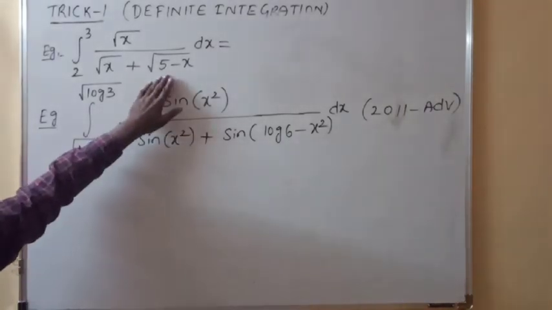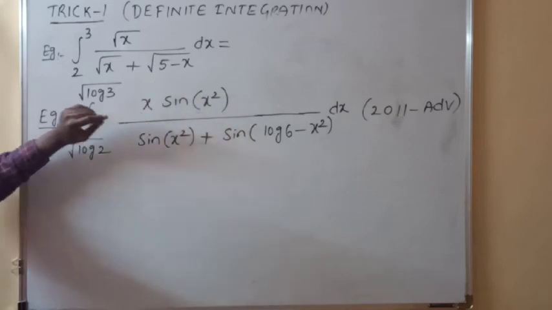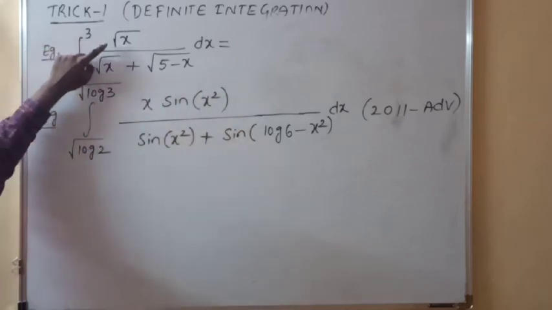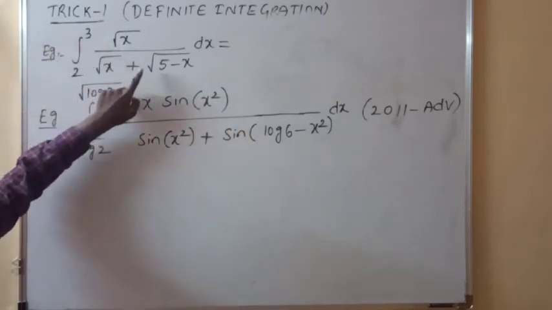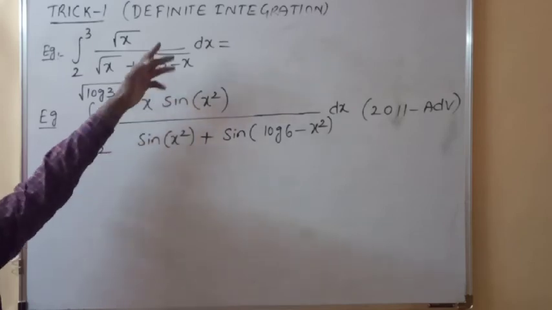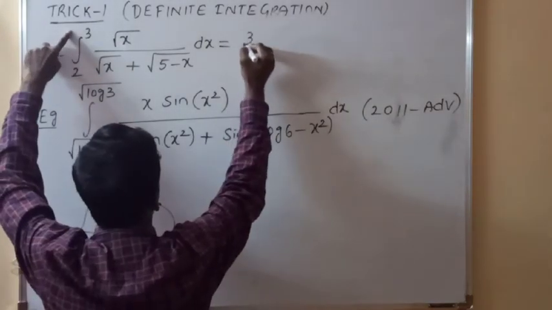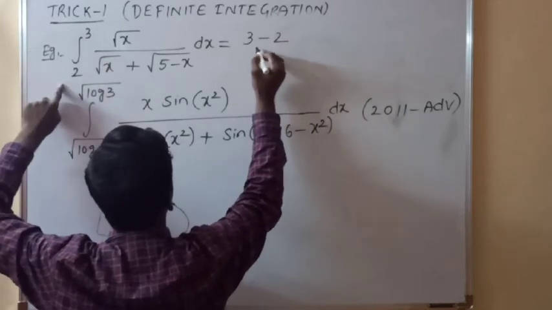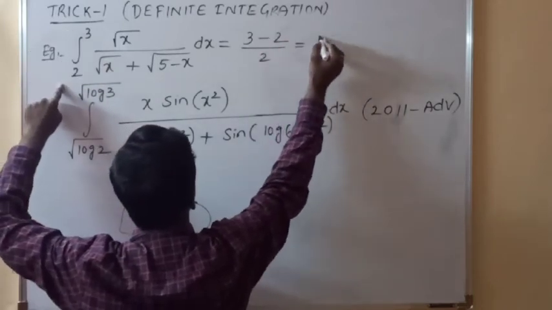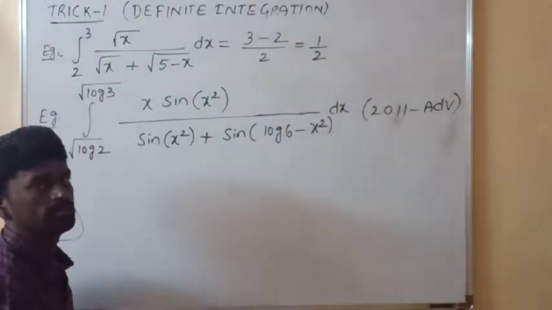That means the given integral is in the form of integral a to b, f of x by f of x plus f of (a plus b minus x) into dx. So what is the formula, what is the trick? Upper limit minus lower limit divided by 2. So what is the upper limit here? 3 minus lower limit 2, divided by 2. So the answer is 1 by 2.